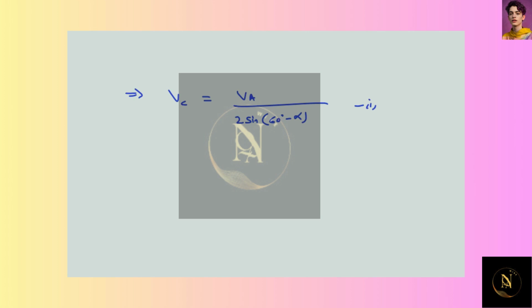Now drawing the velocity triangle for the link BC. So this diagram looks like this, which I am drawing here. Just look at it carefully. After that, I will simplify the problem further. So this is the diagram which I am drawing here.